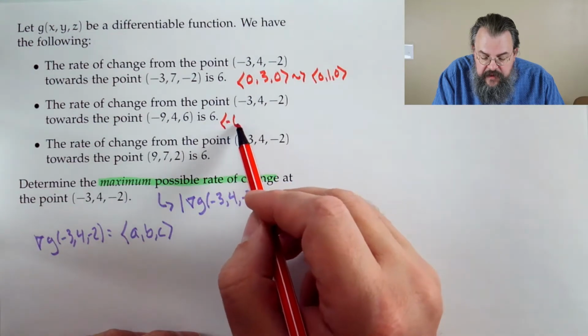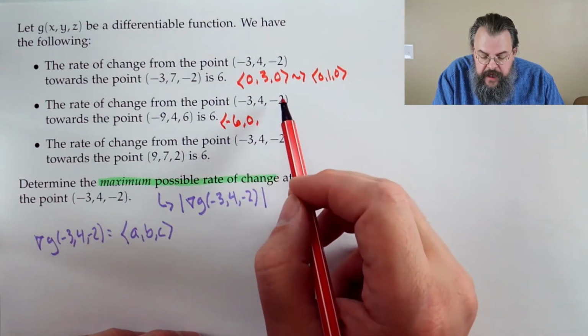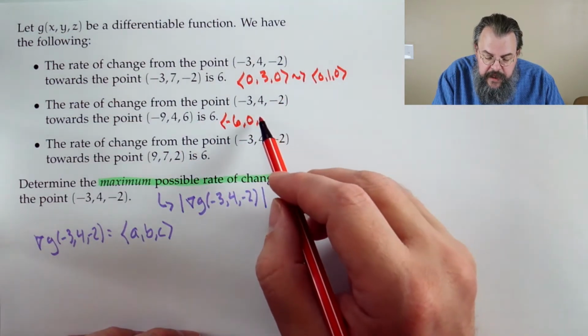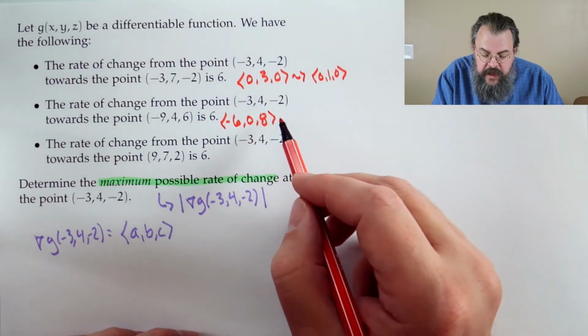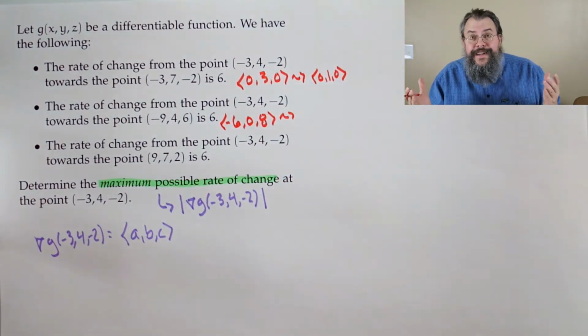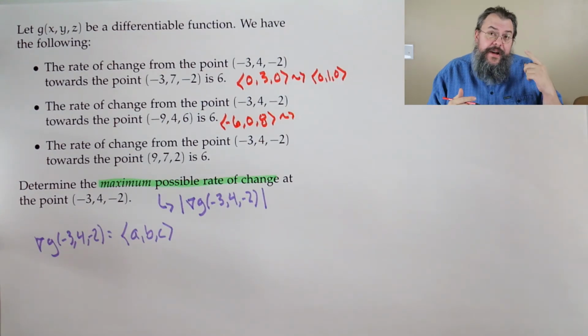That went down by 6. 4 to 4, nothing happened. Minus 2 to positive 6, well, that says we went up by 8. Of course, same thing, right? The problem here, that's not a unit vector. It's way too big. But we can actually do this one. In fact, we can probably do it in our head.